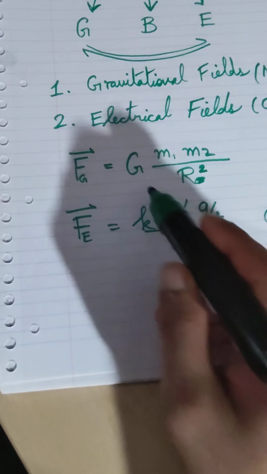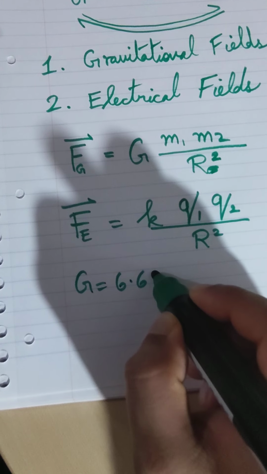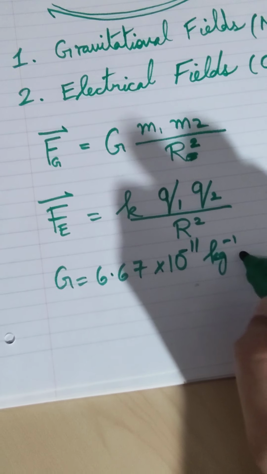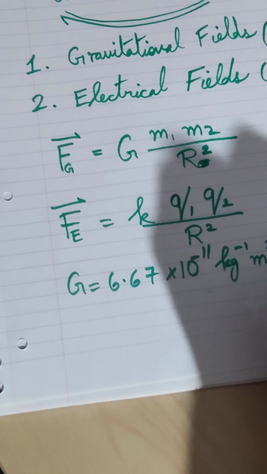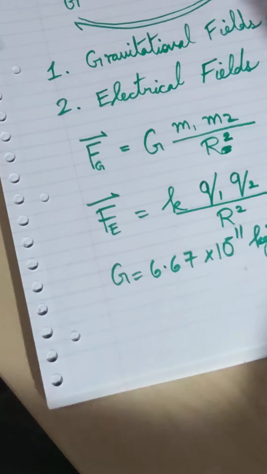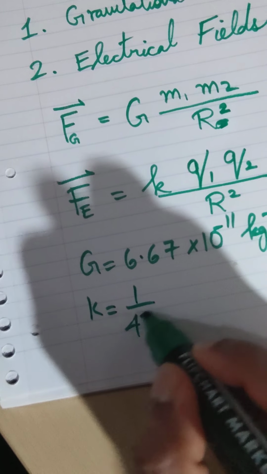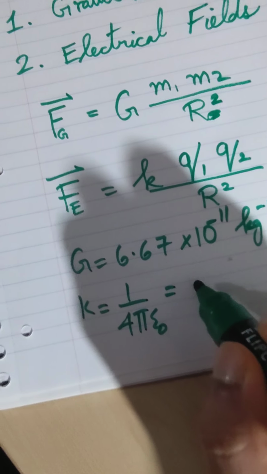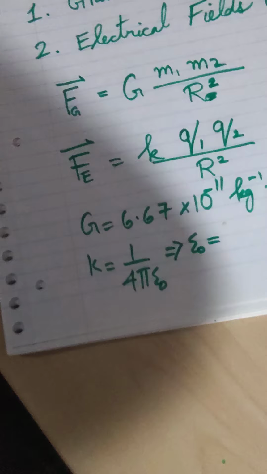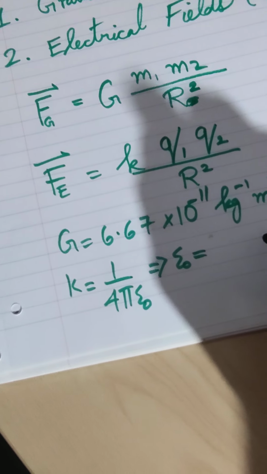So K here, and G has its own particular value, which is 6.67 times 10 to the power minus 11 per kg meter cubed per second squared. And K has a value of 1 over 4 pi epsilon, where epsilon is the permittivity of vacuum, and it's, I think, farads per meter. Yeah, it's farads per meter.